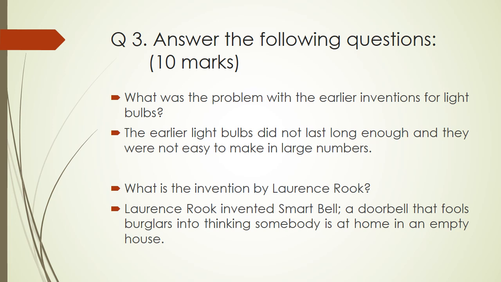First question. What was the problem with the earlier inventions for light bulbs? The earlier light bulbs did not last long enough and they were not easy to make in large numbers. Second, what is the invention by Lawrence Rook? Lawrence Rook invented Smart Bell, a doorbell that fools burglars into thinking somebody is at home in an empty house.